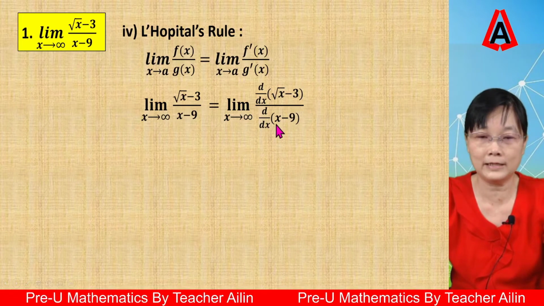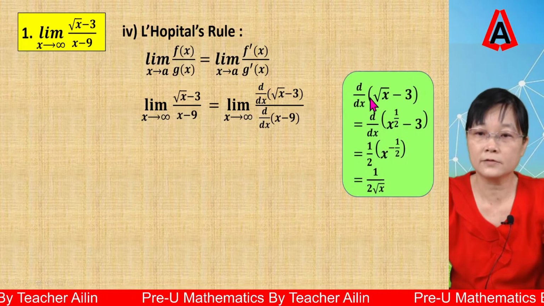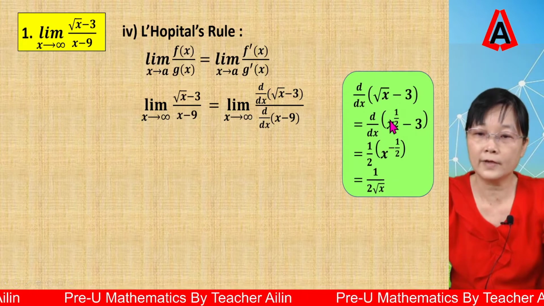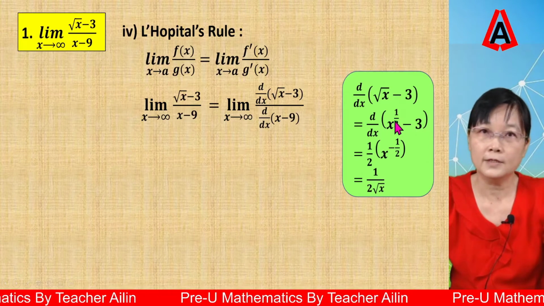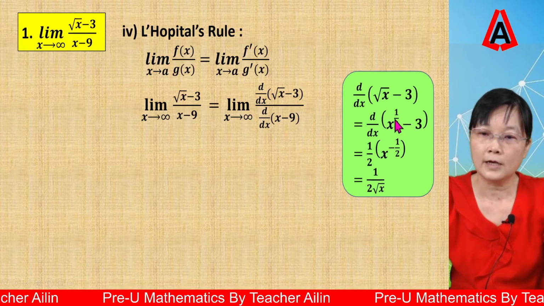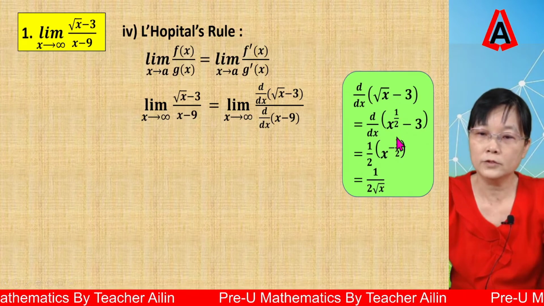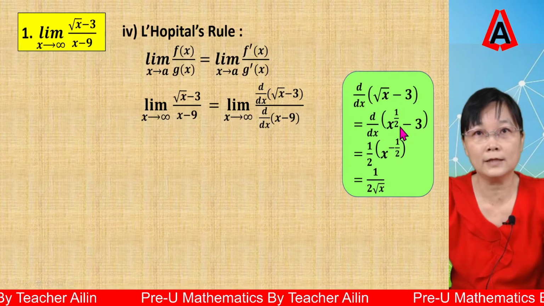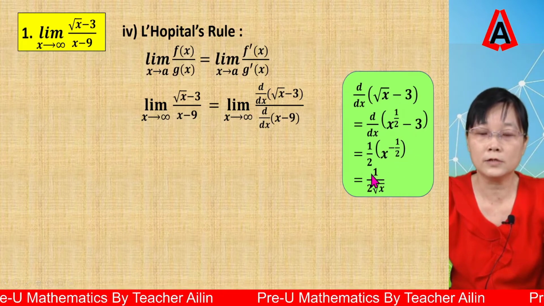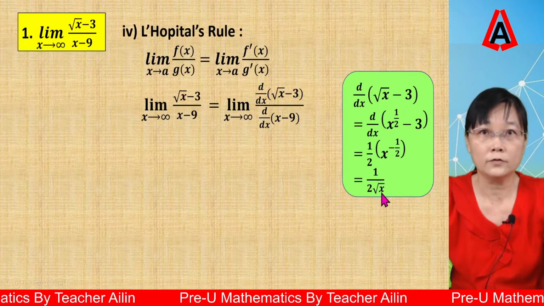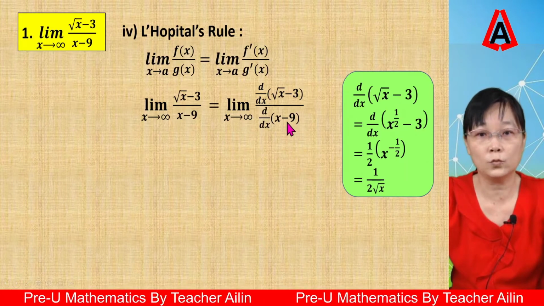denominator separately. To find the derivative of square root of x minus 3, since square root of x is x power 1 over 2, then to find the derivative, first I put down the power 1 over 2 in front. Then 1 over 2 minus 1 is equal to negative 1 over 2. X power negative 1 over 2 is equal to 1 over square root of x. And the derivative of x minus 9 is equal to 1.